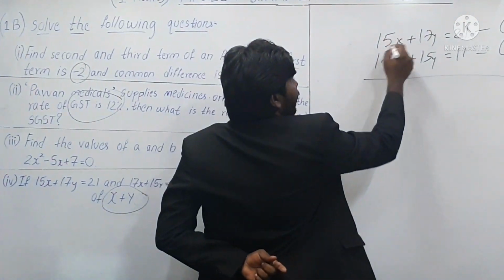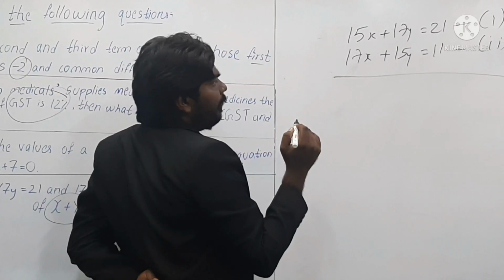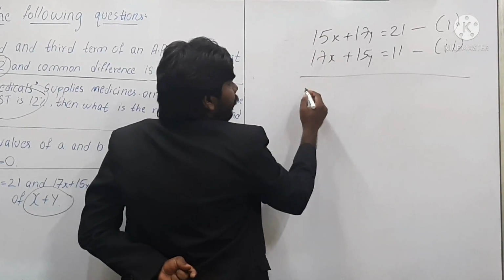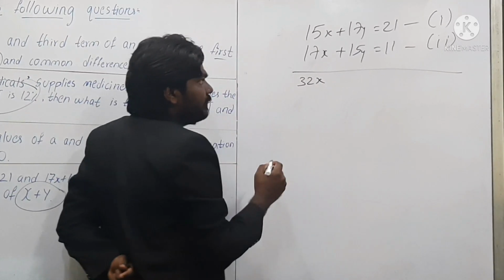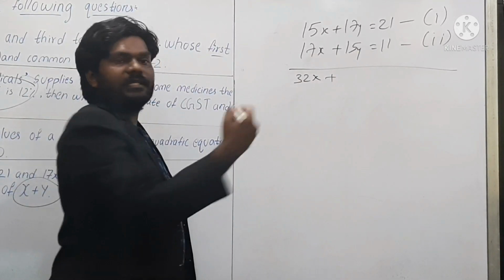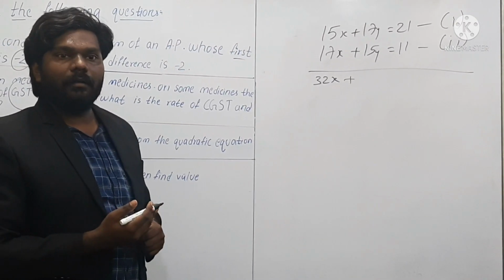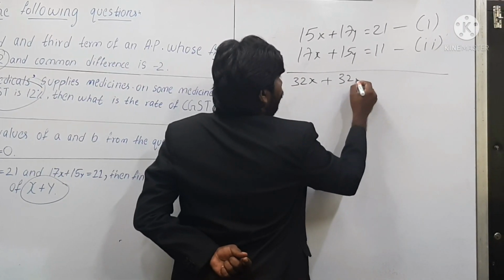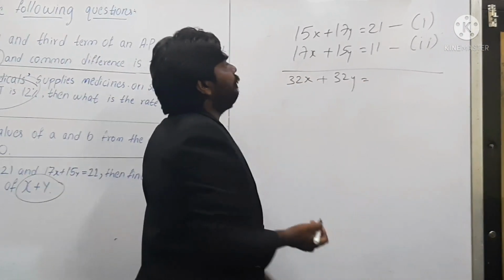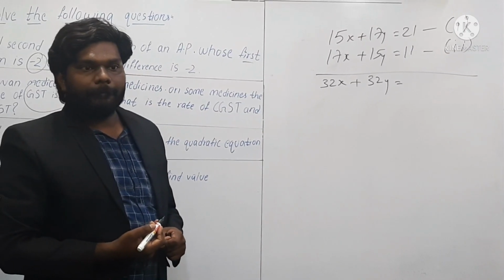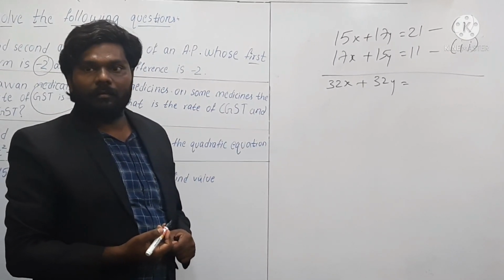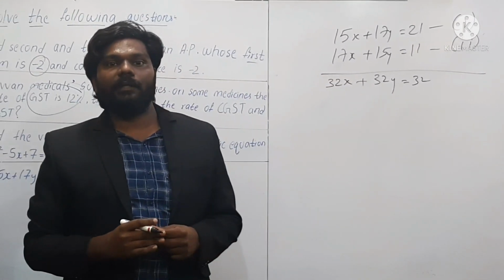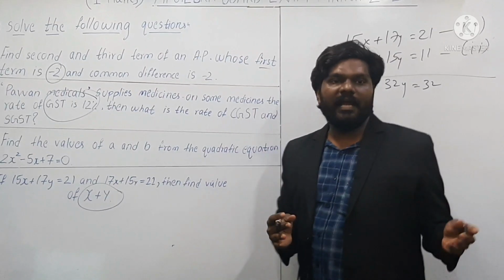So it is 15x plus 17x. That will give me 32x. Again 15y plus 17y, it is going to give me 32y. And what is 21 plus 11? 32. I did nothing, I just added, nothing else. What did I do? I added, adding 1 and 2.